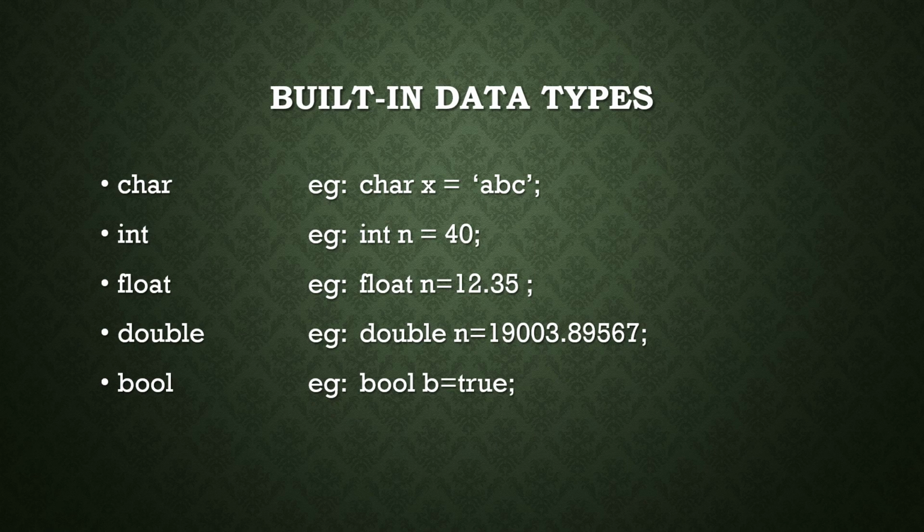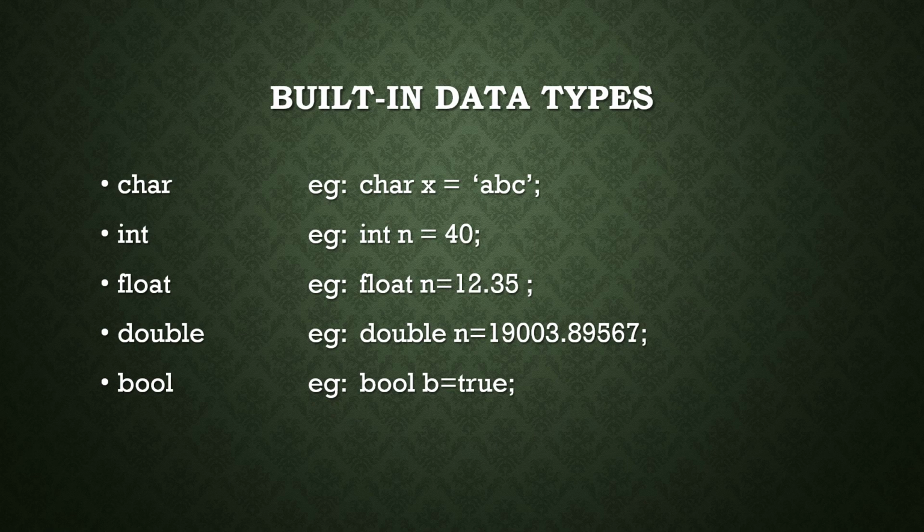Built-in data types. In built-in data types, you will get 5 main data types. First one is char data type. Now you see the char spelling, I have written c in small case letters. Remember this: C++ is a case sensitive language. So wherever I have written small case letters, you have to write small case letters only. You cannot write capital letters, and wherever I write capital letters, you must write capital letters only. You cannot write small case letters.